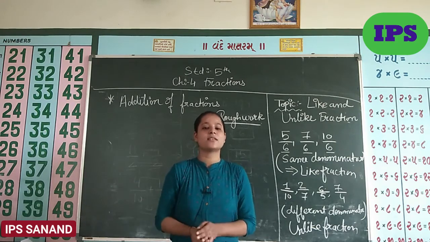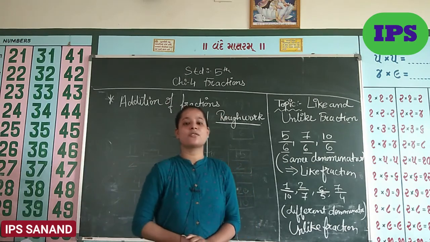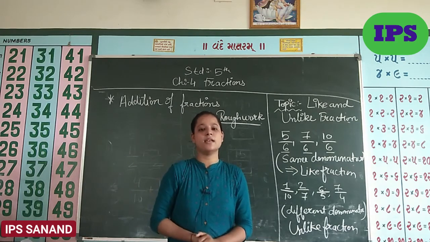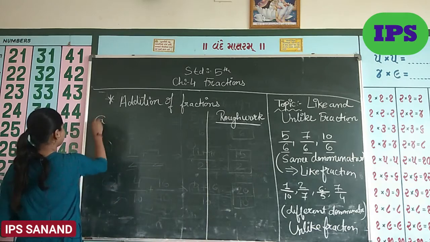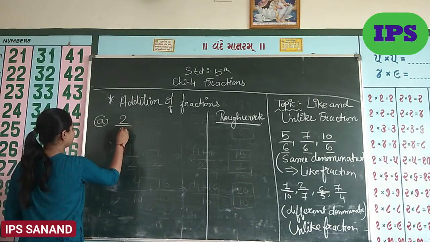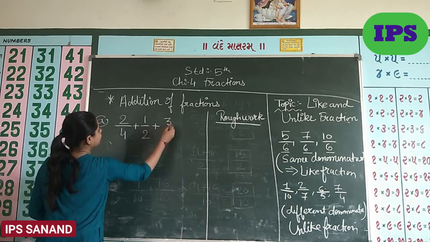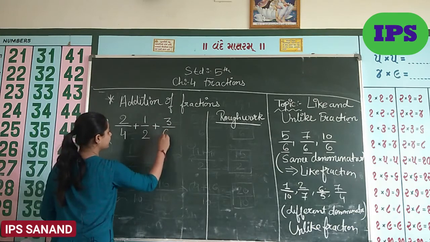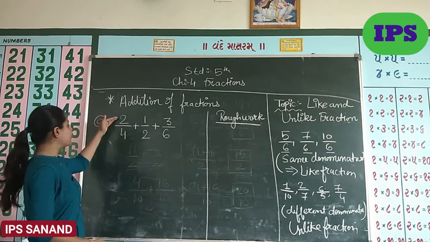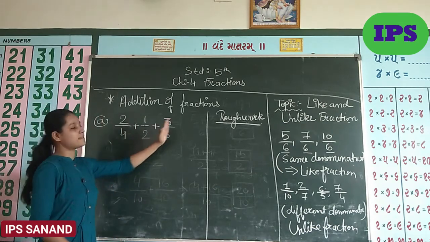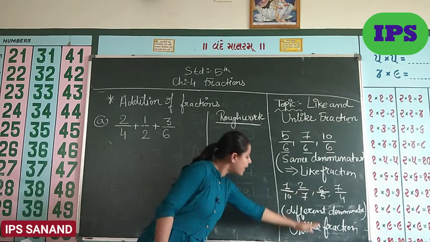LCM or HCF aisi cheez hai jo aapko lifetime kaam aane wali hai. Aur usse pehle hume additions and subtraction of unlike fractions mein hi ye cheez kaam aayegi. So let's see how this works. Okay, suppose if I have to add 2 by 4 plus 1 by 2 plus 3 by 6. These all fractions are unlike fractions.